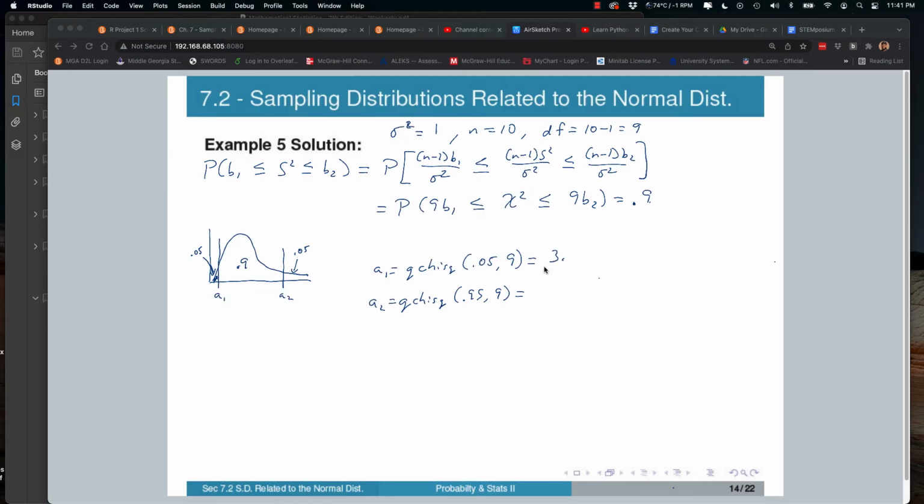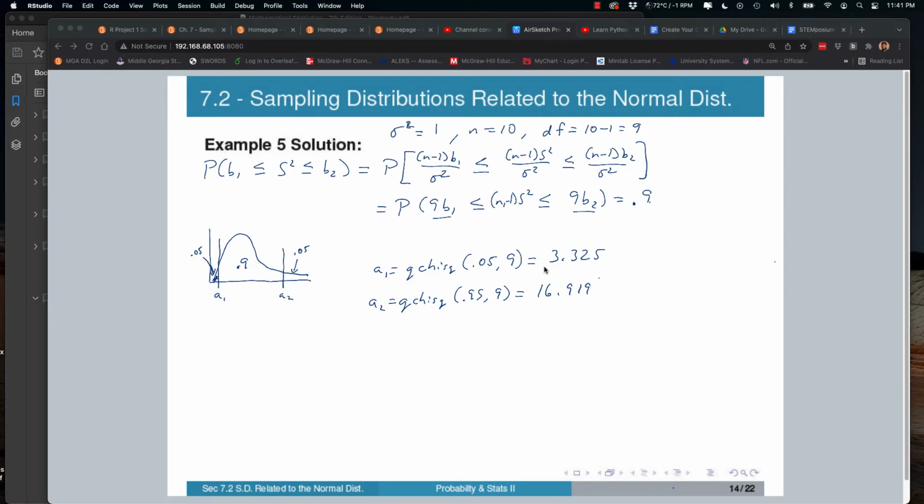So I'm going to round them to 3 decimal places. 3.325 was a1, and the upper bound was 16.919. The numbers we actually need here represent s squared, and technically the way the book did this was they just divided by 1 and had n minus 1 times s squared here. That's acceptable as well. But technically we're using the chi-square distribution, but this is really a bound on s squared, so we're really looking for the numbers b1 and b2 that make this true.